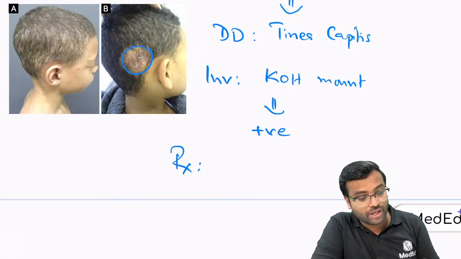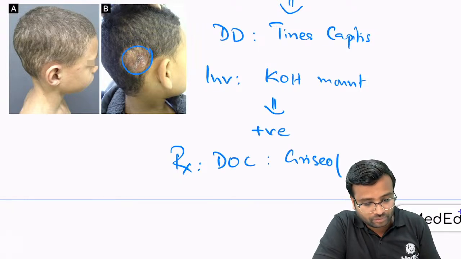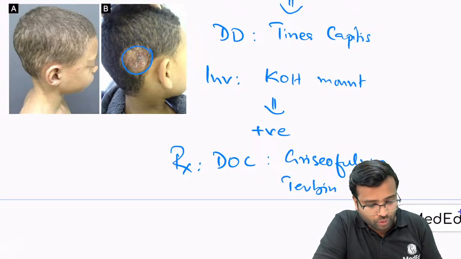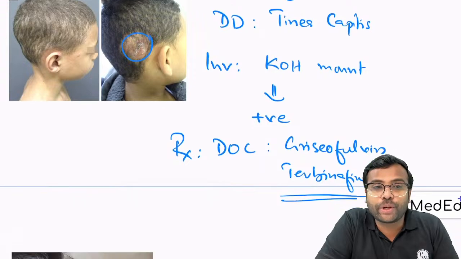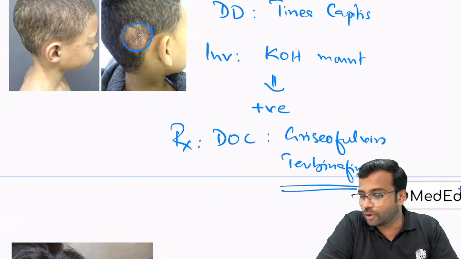Very good. So here the drug of choice should be griseofulvin, and terbinafine can also be used. So that should be your management when it comes to a child who comes to you with a patchy alopecia.